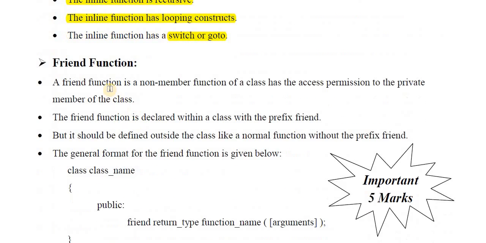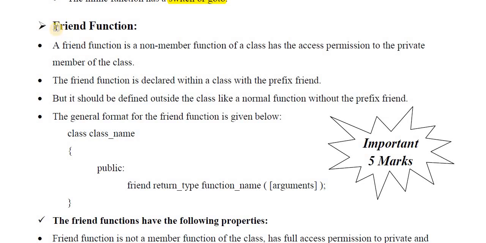So next, this is the last topic we will complete. Next is friend function. This is also very important, because in this 8th chapter there are 3 important topics. First is function overloading, second inline function, third friend function. From these 3 topics, anyone will come in the annual examination for 5 marks.